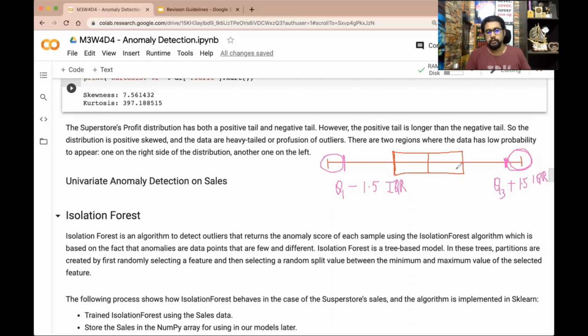This is a tree based algorithm, so we will be constructing trees in this algorithm as well. You learned about how trees work in your supervised learning classes, in your decision tree classes, right? You learned how to construct trees. But here the trees are quite simple. It's not as complicated as we saw earlier.